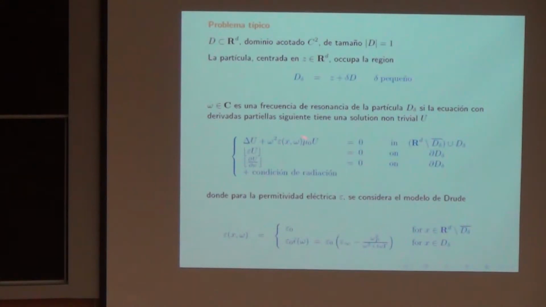And just a word about this coefficient here, which would be the salient feature. It is a positive constant outside of the particle, and inside it's some complex number. That comes from physics. This is what physicists call the Drude model, which describes the behavior of metals in the range of frequency which is of interest to us. As you can see, it's a complex number. It depends on the frequency. And actually, it turns out to have a negative real part and a small imaginary part in the range of frequency that we are interested in.